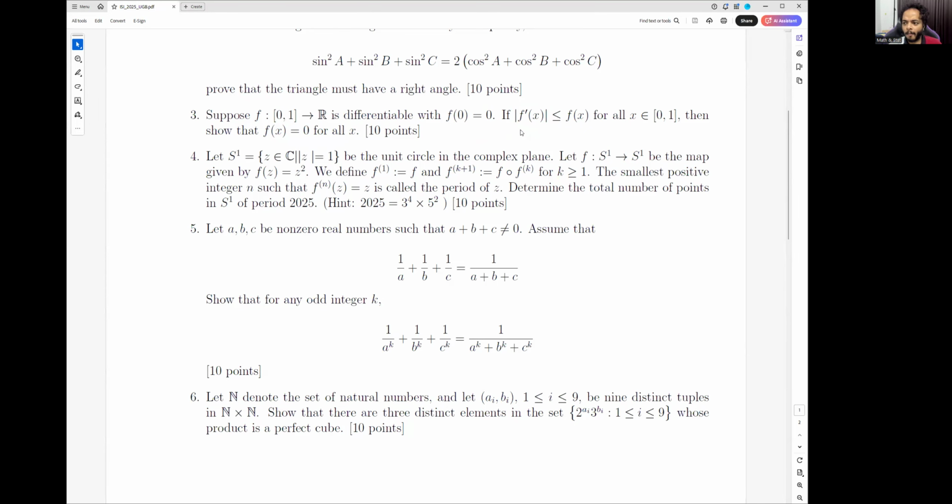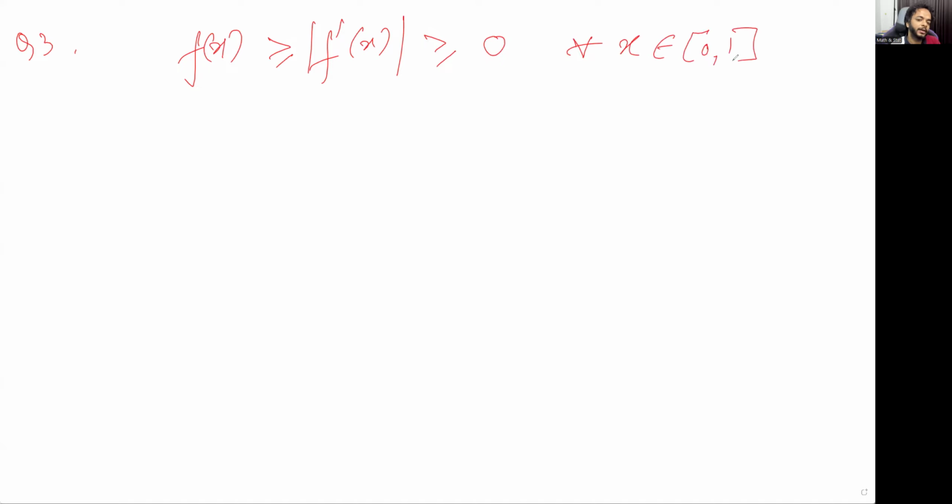Okay, so this is question 3. And we have been given that f(x) is always greater than or equals to |f'(x)|, and this is greater than or equals to 0 for all x belonging to [0, 1]. So the function is taking non-negative real values.